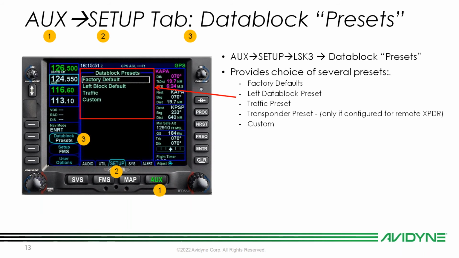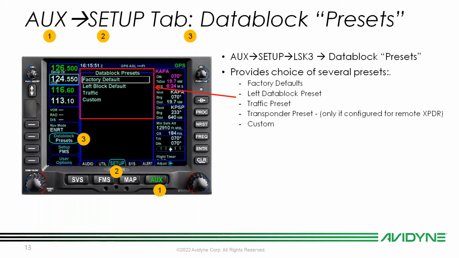So we do have a couple of presets set up here. Now how we get into that is we're in that aux button, that setup tab, and on the line select key number 3, we have data block presets. All right, so we make sure that that is visible on the IFD, and we get to our data block presets. What that does is give you a choice of a couple of different presets. Now we can set up the factory default there. We can set up our left block default. We can set it up as a traffic preset, as well as some custom ones.